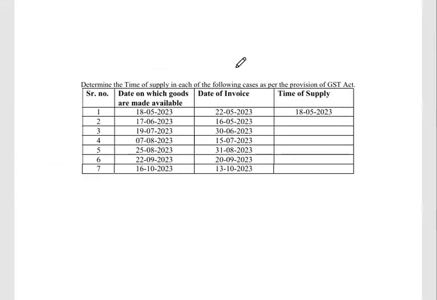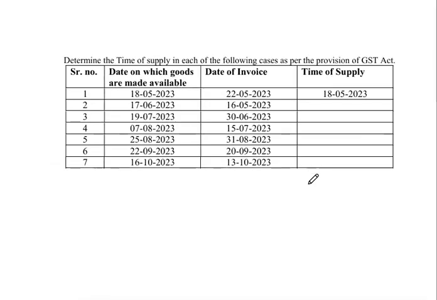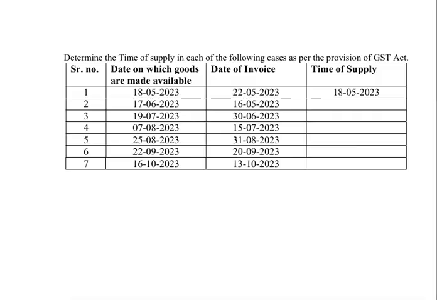Determine the time of supply in respect of the following cases. First transaction which is given here: the date on which goods are made available is 18th May 2023, and the actual date of invoice is 22nd May 2023. From this, whichever is earlier, we can say both fall in May and the year is also the same, 2023. So the earlier date will be 18th May.